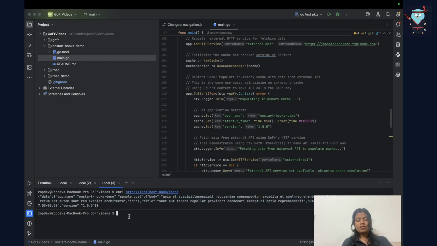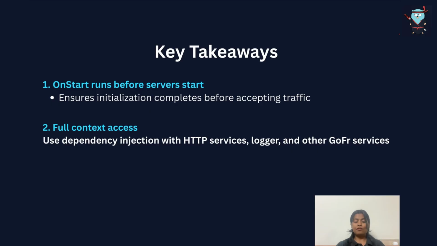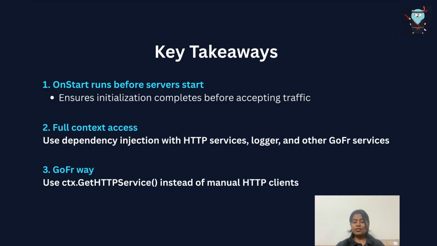So now this is a very basic demo, and that's it. Moving forward, the key takeaways are that OnStart runs before the server starts, which ensures that the initialization completes before accepting traffic. You have full context access, that is, you can use dependency injection with HTTP services, loggers, and other GoFr services. You can call all the external HTTP services, making inter-service calls using GetHTTPService.